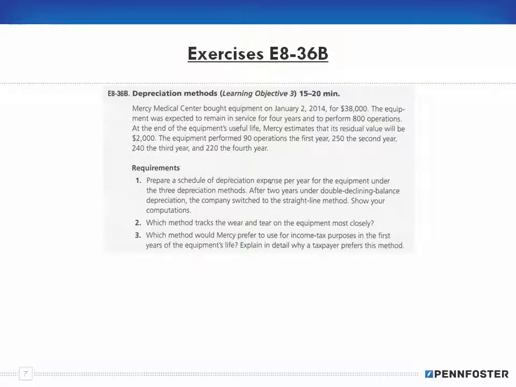Prepare a schedule of depreciation expense per year for the equipment under 3 depreciation methods. After 2 years of double declining balance depreciation, the company switched to the straight line method. Show your computations. Which method tracks the wear and tear on the equipment most closely? I'm going to answer that question right up front because this is something you just should know. That would be units of production.